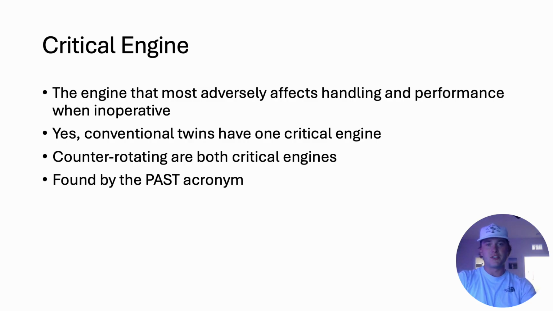In most conventional twins, we have one critical engine, and it's usually the left because in conventional twins both props typically spin clockwise. Sometimes they spin counterclockwise, if you're German or Russian. But it's typically the left engine. With counter-rotating twins, the props are counter-rotating, so both engines are critical. We can find this by the PAST acronym.